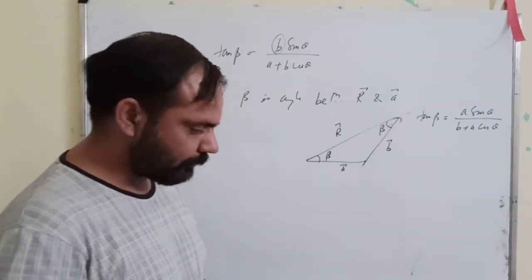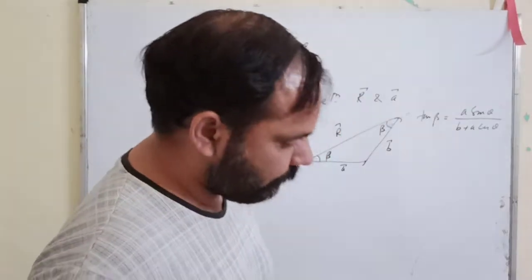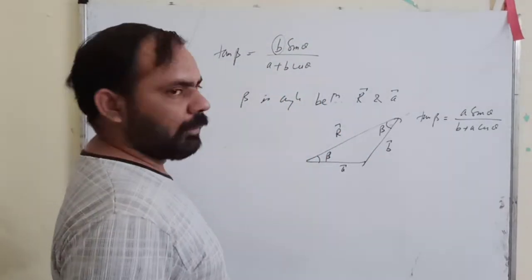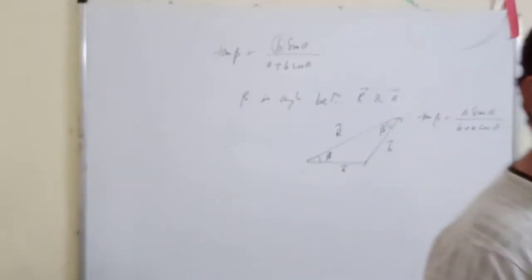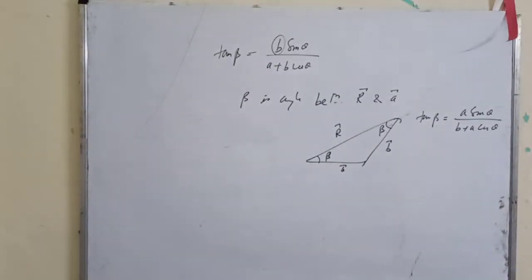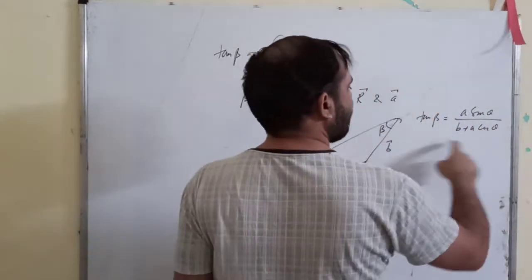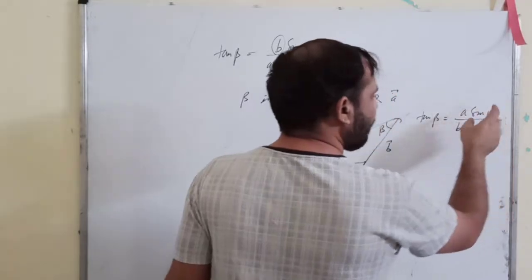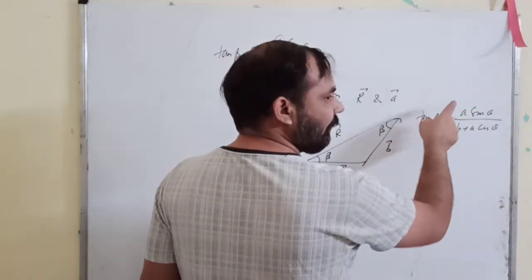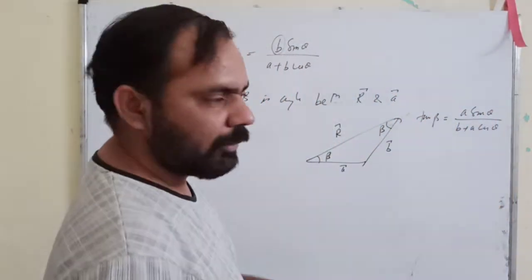Any problem? Are you there? Can you hear me? Yes, sir. Okay, so I think it's okay. Can you understand this now? Remember this thing. This is a particular formula. You cannot write A for B and B for A. It is not possible. Okay?